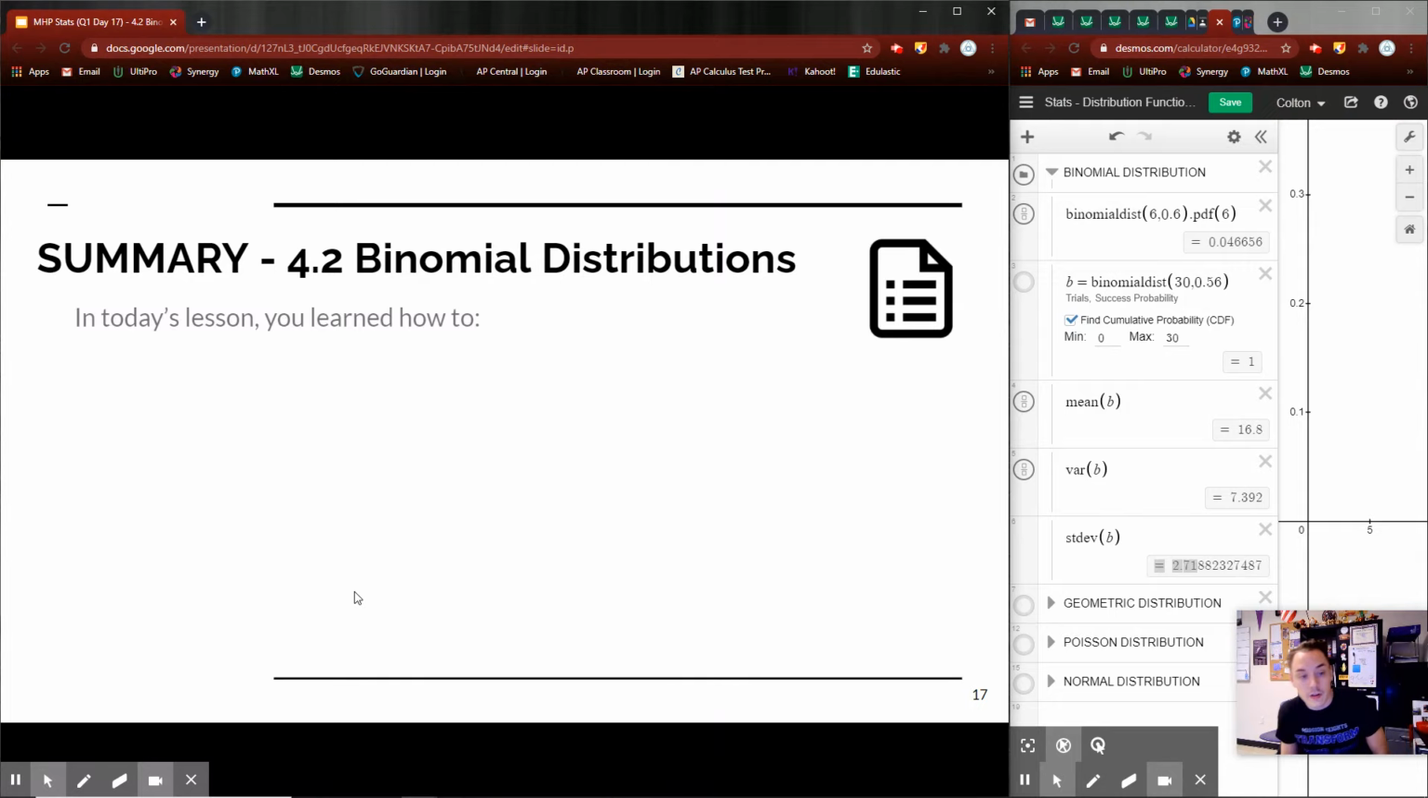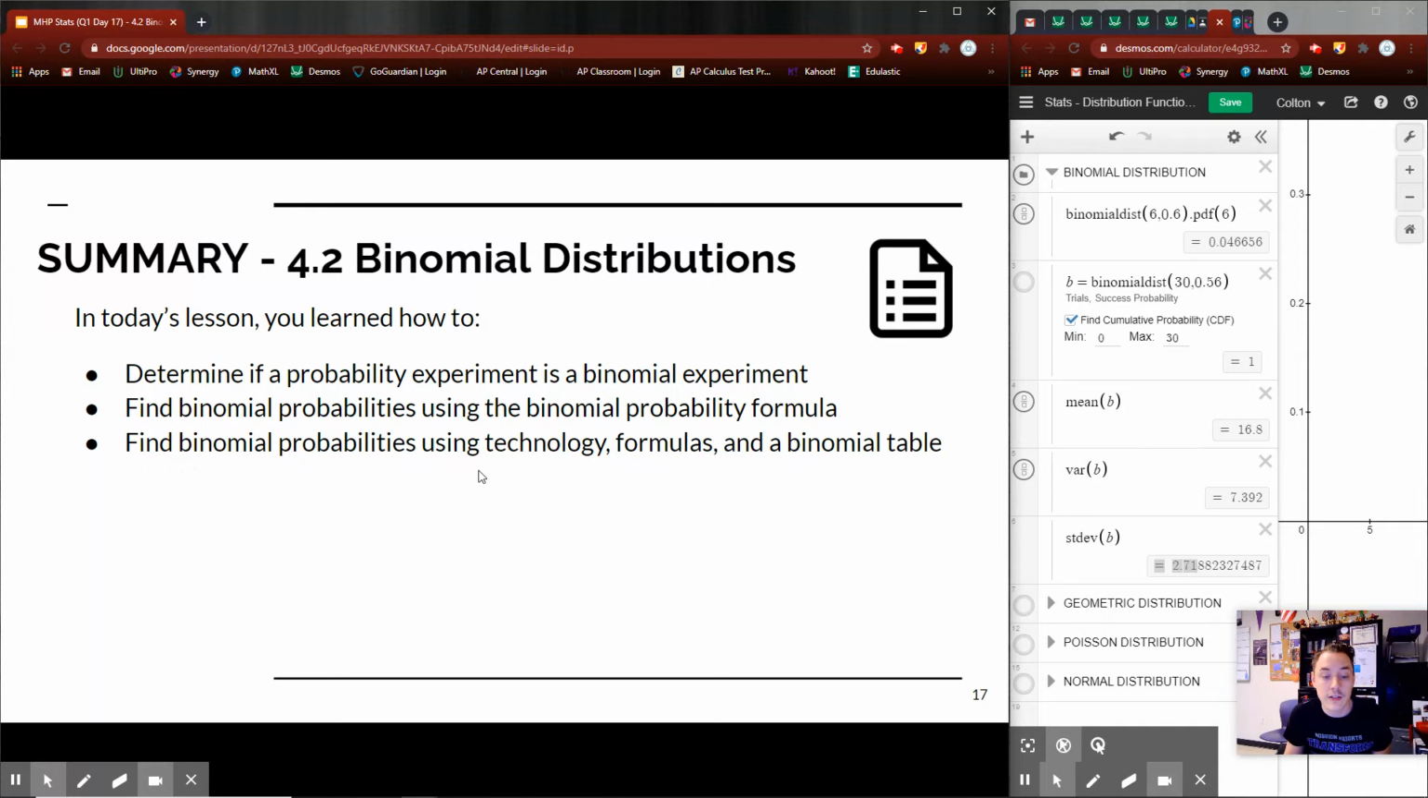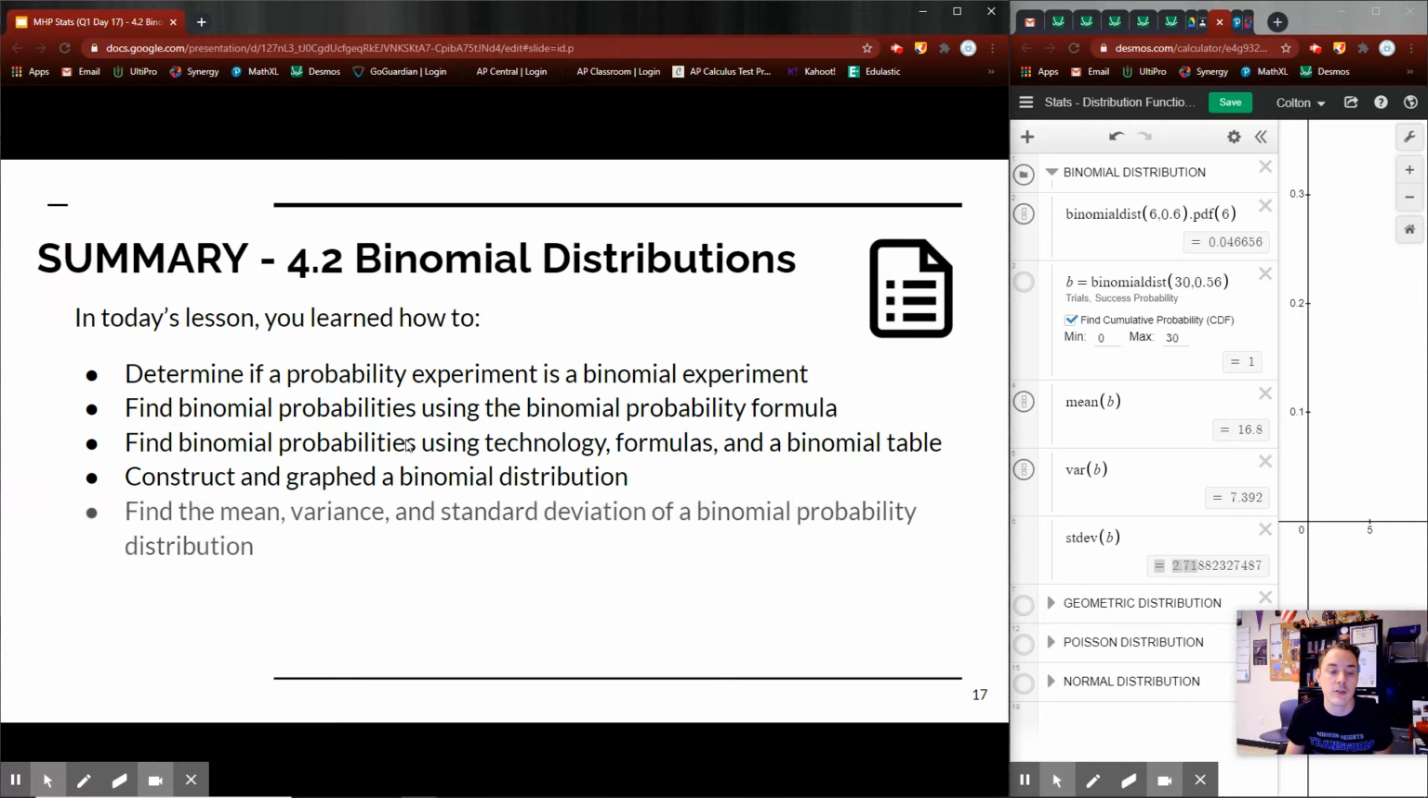So, what did we learn? We learned a lot of things. We learned how to interpret the probability, but more than that, determine the probability experiment and whether or not it is a binomial experiment. We found binomial probabilities using the binomial probability formula the long way. And then we found probabilities using technology, the easy way, using a formula, which we did, and then the binomial table, which then I showed you on the graph, which is easier. Then we constructed and graphed a binomial distribution and then found the mean and variance of the standard deviation. We did all of that in a short period of time.